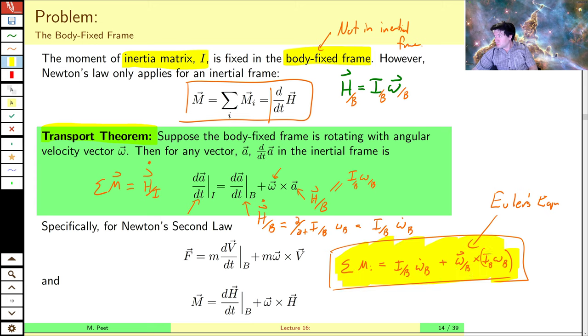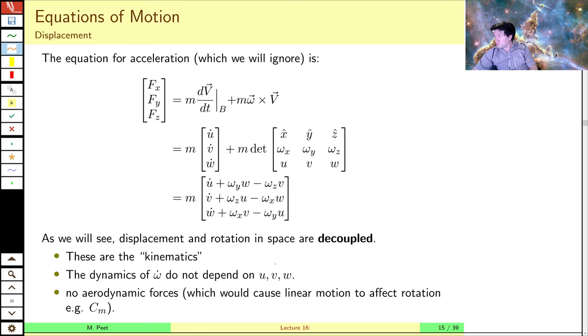Now, I have this general formulation because it applies not just to angular momentum, it applies to linear momentum as well, right? If we want to express linear momentum velocities in the body fixed frame, we can do that as well. Again, we're not going to focus on that, remember. Again, we do have a slide on it, though. So we can write the equations of linear motion in the body fixed frame, right? But we're not going to focus on these, which are generally termed kinematics.